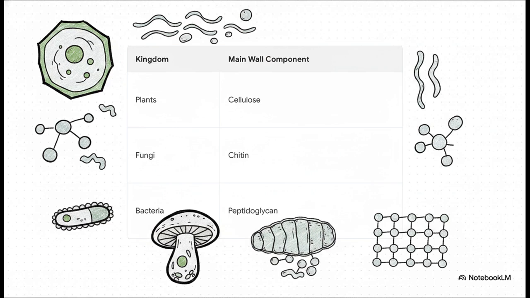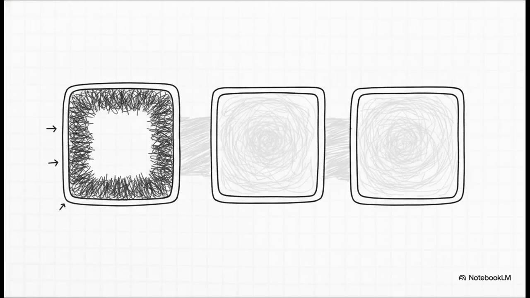Meanwhile, bacteria depend on a completely different substance called peptidoglycan, which is also known as murein. So what we're seeing is nature finding 3 distinctly different chemical solutions to the exact same structural problem. If we focus just on plants for a second, their cell wall actually isn't static. It physically transforms as the plant ages.